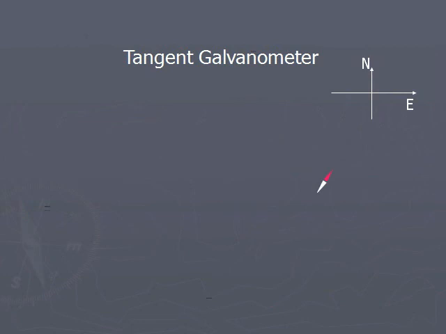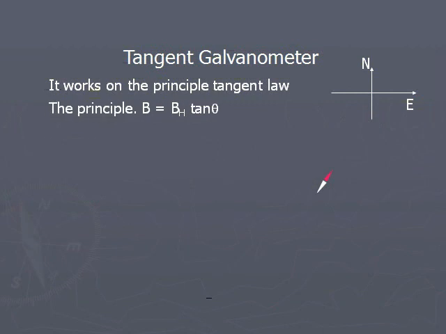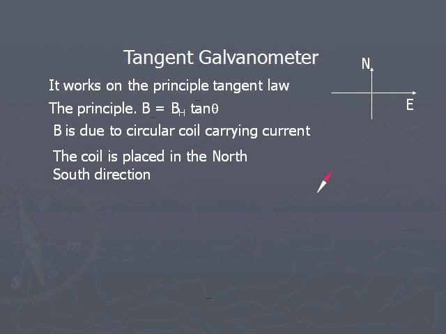Tangent galvanometer. It is a device used for measuring current. Initially, the tangent galvanometer was used for measuring the current. It works on the principle of the tangent law, which is B is equal to BH tan theta.